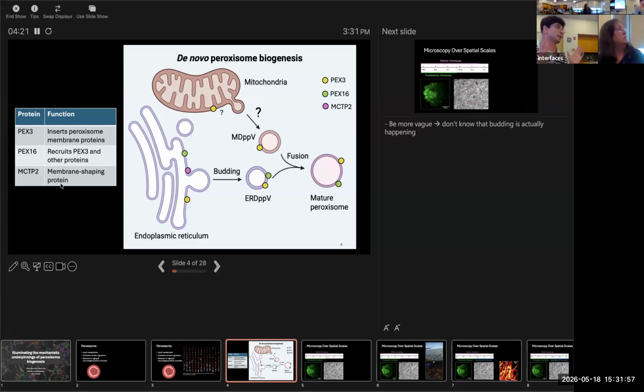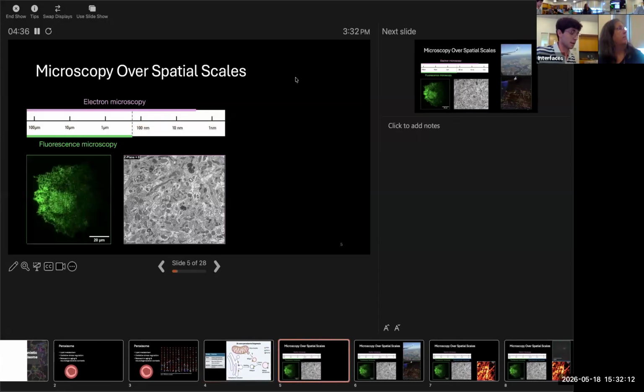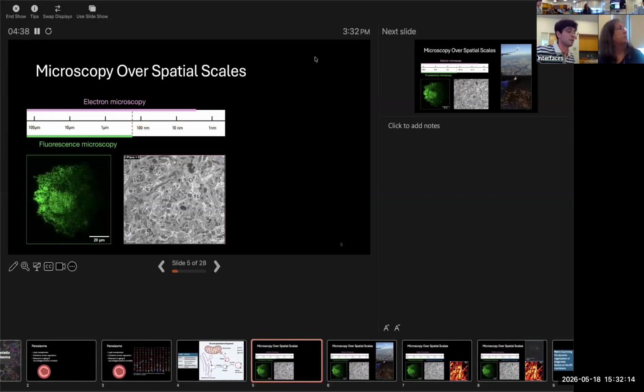And so just to state the overall goal that I really want to see is to be the first person to definitively prove that these budding events are actually happening. And so to do this, my lab uses different microscopy methods over spatial scales. And so primarily that would include fluorescence microscopy, which can be shown by this picture of the endoplasmic reticulum here, and then also electron microscopy, which is an EM slice.